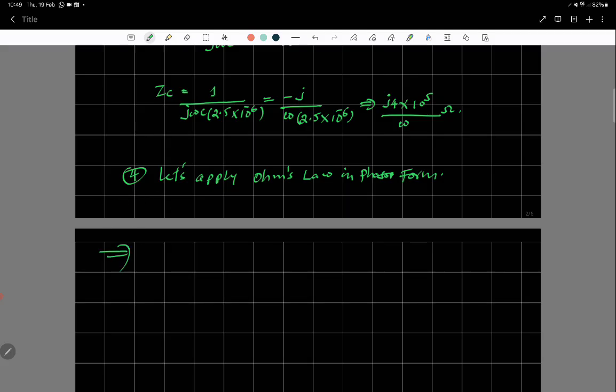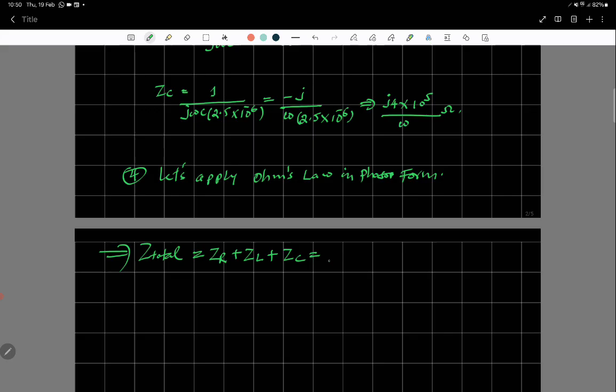It's equal to the total impedance, which is equal to the impedance of the resistor plus the impedance of the inductor plus the impedance of the capacitor, which is equal to, we are being given values.